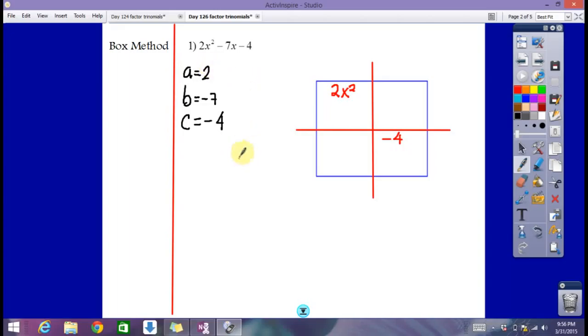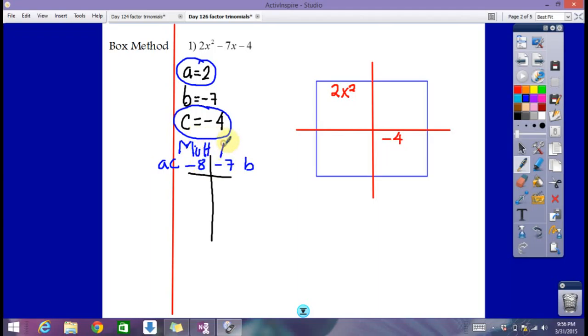And again, for the table, let's do it right here. We're going to multiply the first times the last, or in other words, multiply A times C. And that's going to be negative 8. So over here, negative 8, and over here, negative 7, your B. Remember, your AC goes on this side, and your B goes on this side. We're looking for 2 numbers that when you multiply them give you negative 8, and when you add them give you negative 7.